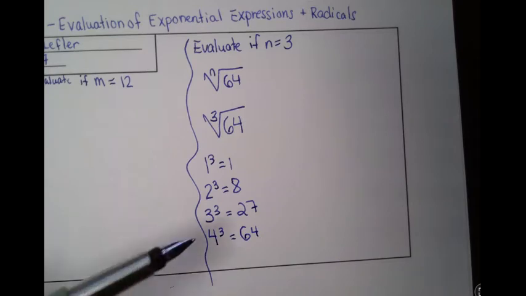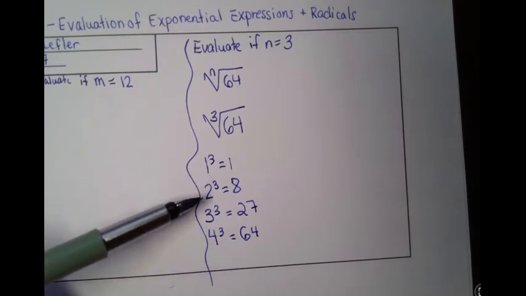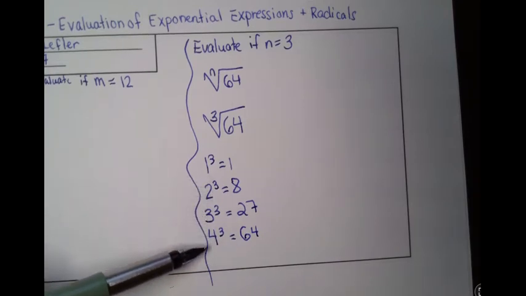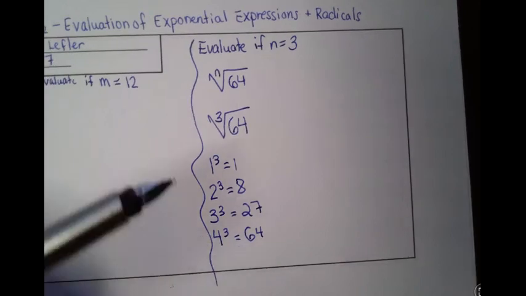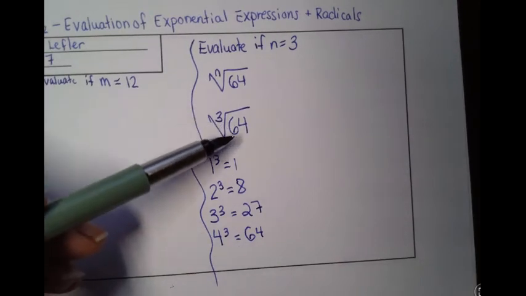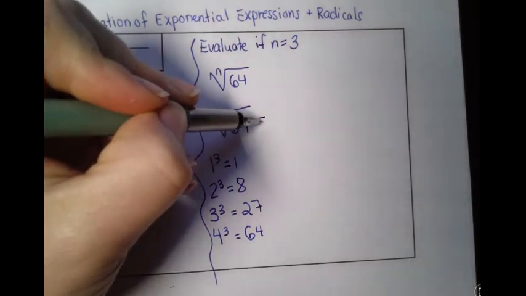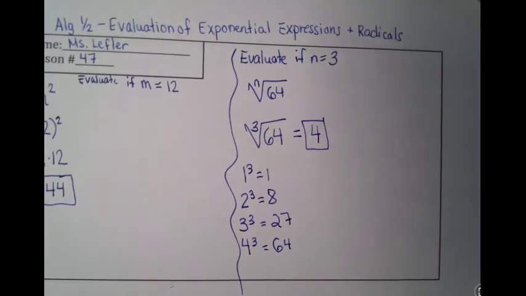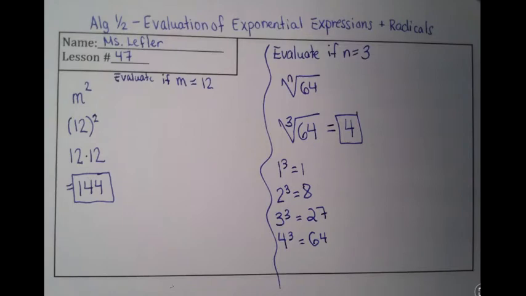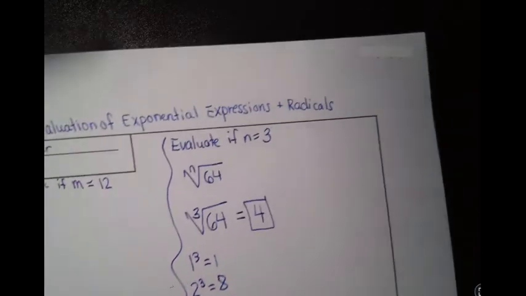So using trial and error here, I just listed out some third powers, some cubic powers, and I found out that 4 to the third power is 64. And that means that the third root of 64 must be 4. Let's do a couple more examples. You can try these ones on your own.